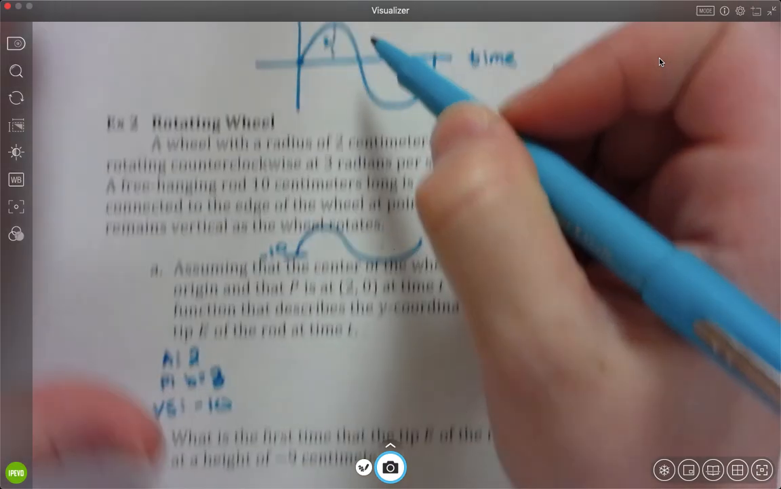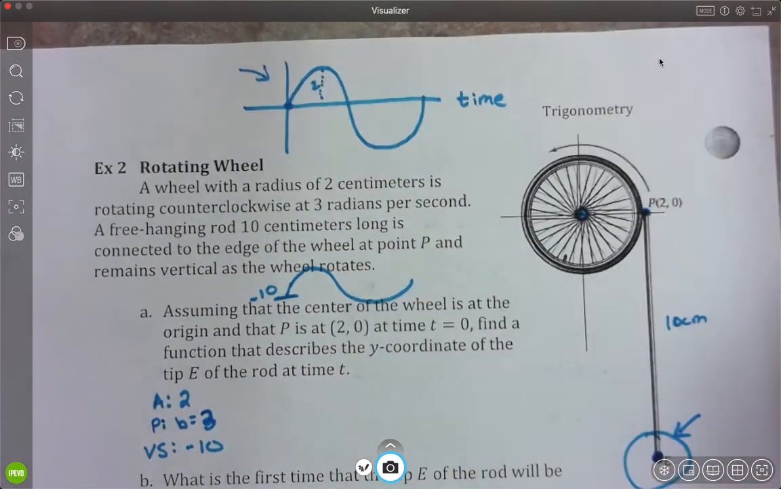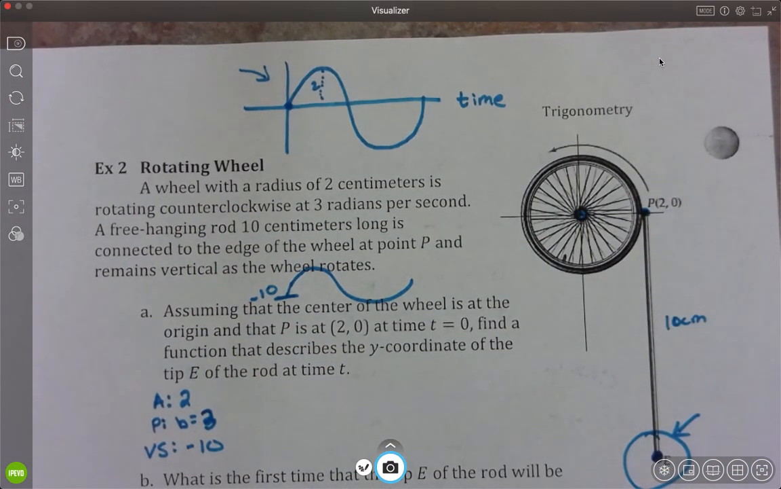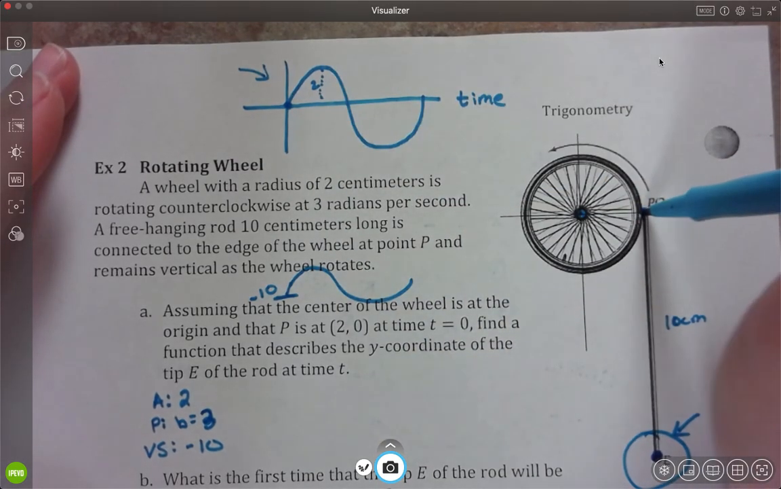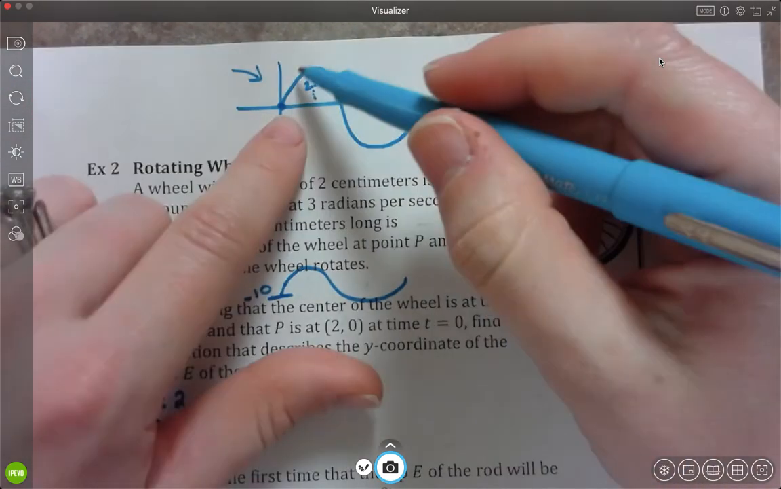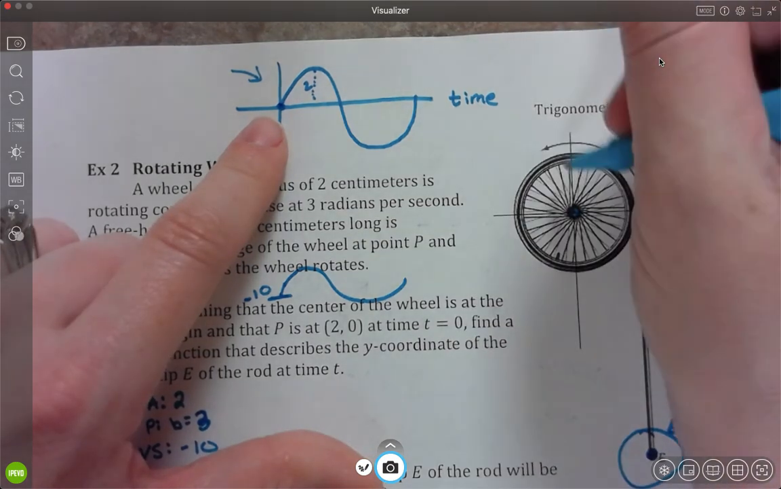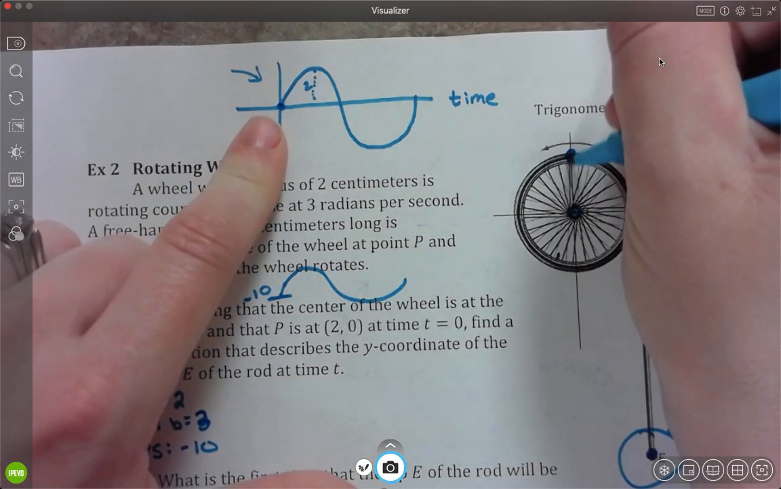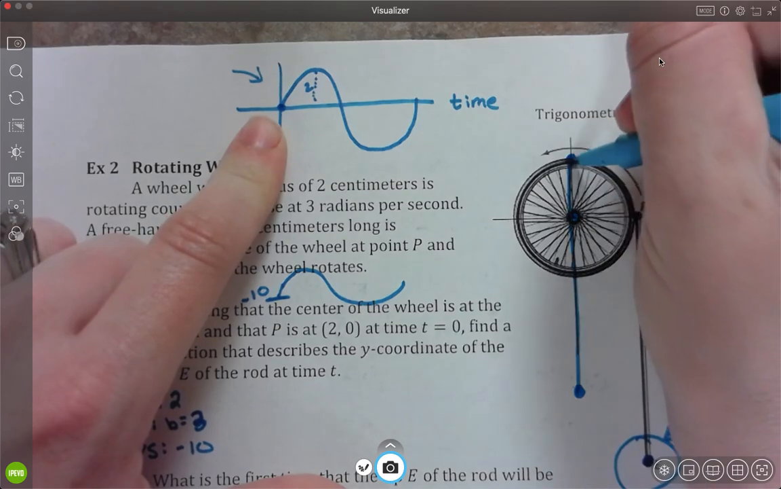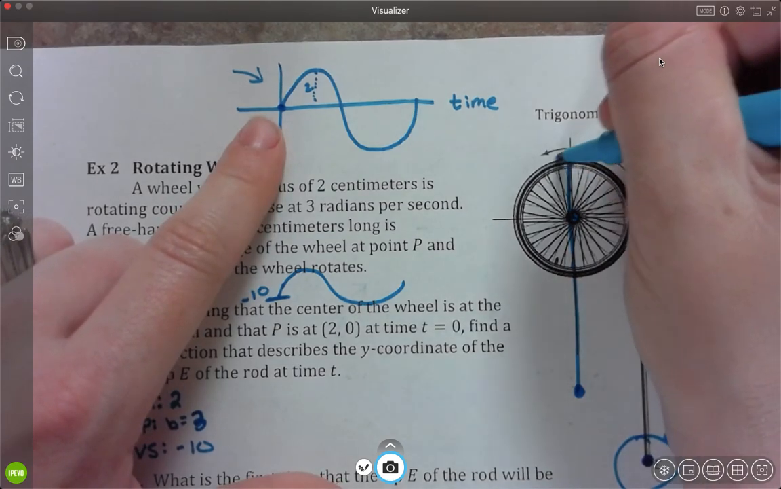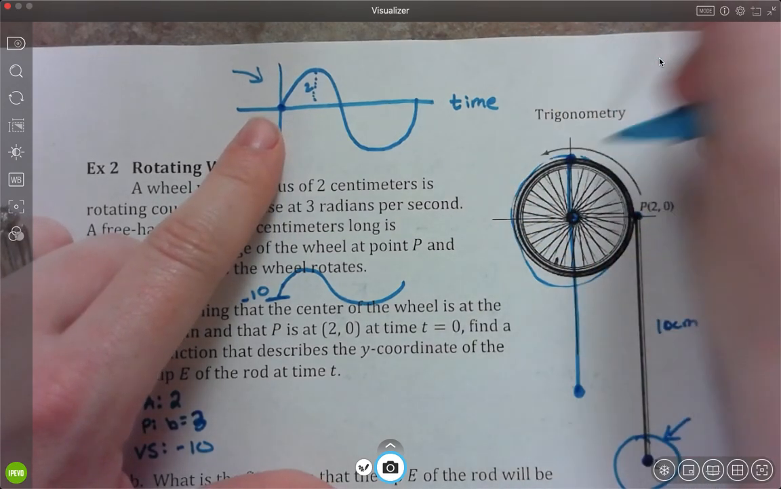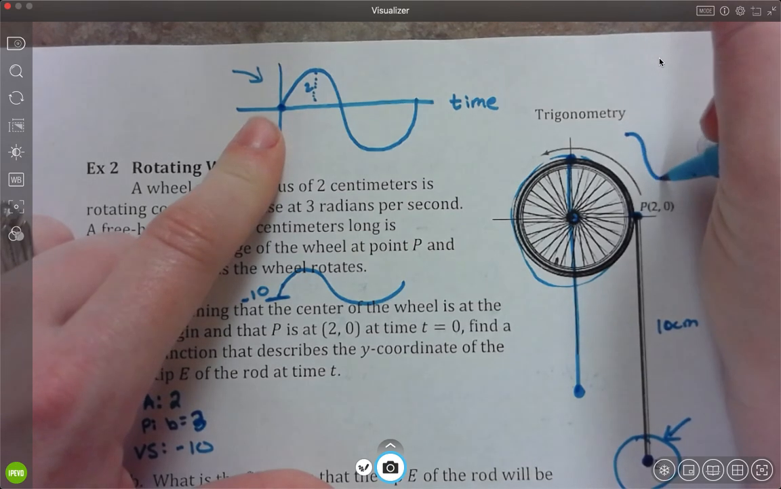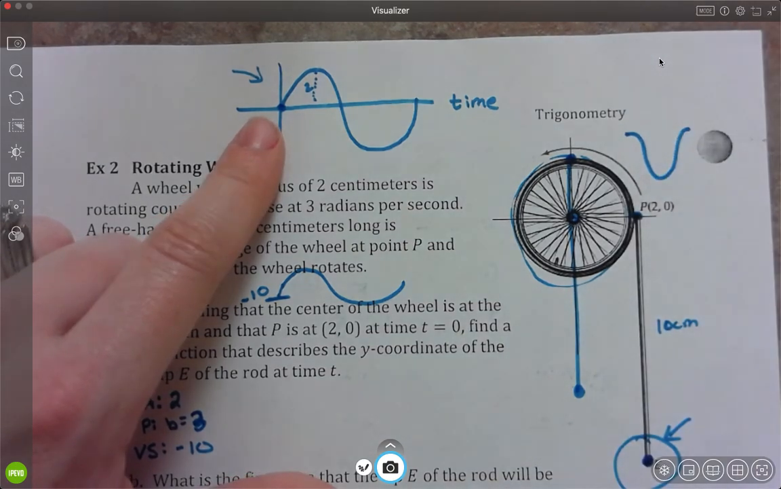Then I need to decide whether this is going to be a sine function or a cosine function. The way that it's written, if it's starting here at 0, it's going to be a sine function. It would be a cosine function if that rod started at the top, going down, and then coming back up. That would look like this. So that would be a cosine function, but we're going to do sine here.